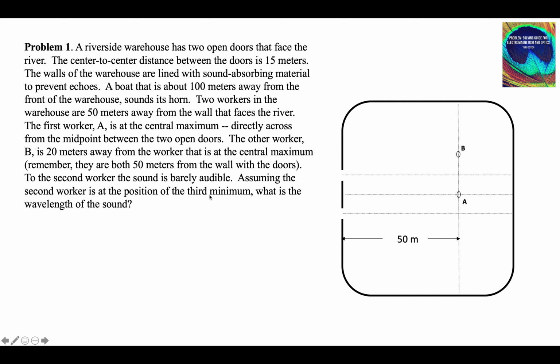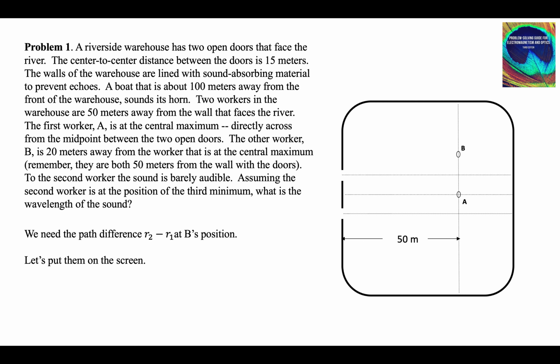B is at the position of the 3rd minimum. What is the wavelength of the sound? So A is the central maximum, B is the 3rd minimum. We need the path difference at B's position. What is the path difference?